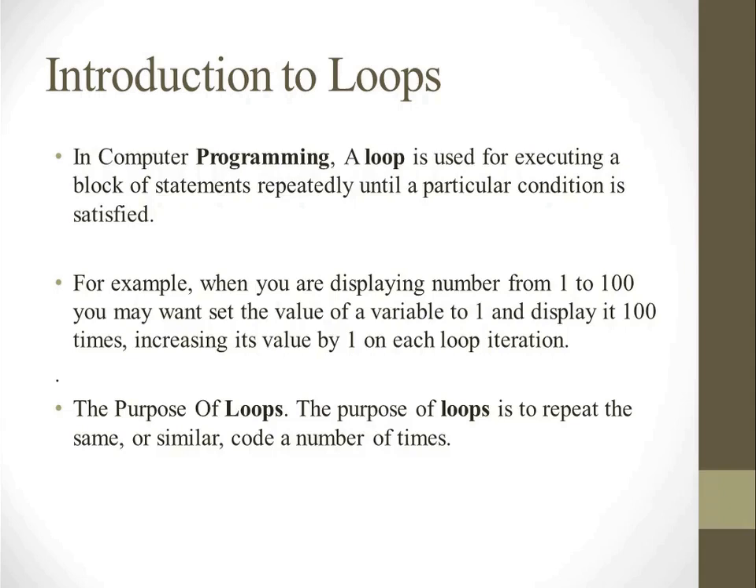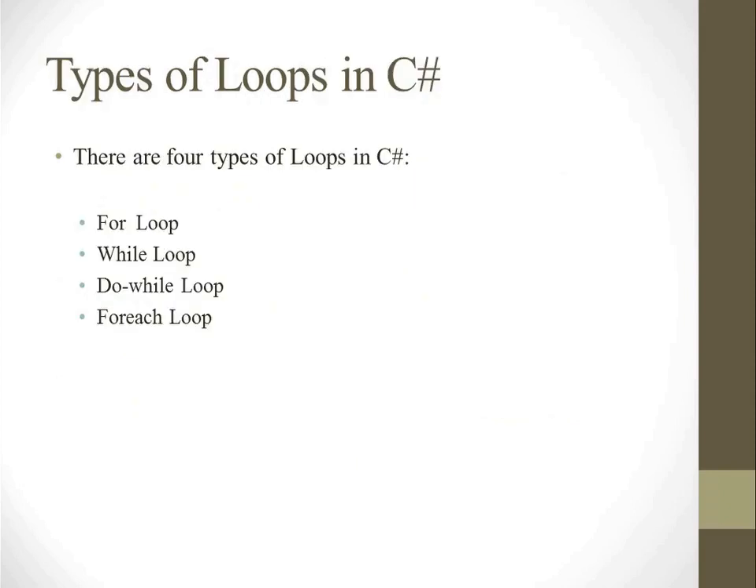What is the purpose of a loop? The purpose of a loop is to repeat the same or similar code a number of times. So loop means repetition. What are the types of loops? In C sharp there are 4 types of loop. Number 1, the for loop, the while loop, the do while loop, and the last one is the foreach loop. So let's see what the for loop is, and then we will discuss the other loops.